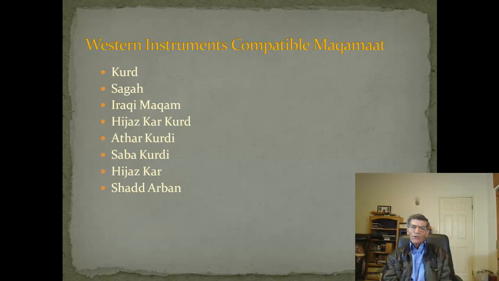We have another group of maqamat. These are maqamat that you could play on Western instruments or fretted instruments such as guitar or the piano. In other words, you could play them fairly well on all these instruments and still maintain the Eastern feel of the music. These are maqam kurd, maqam saga, or also known as saga, Iraqi maqam, Hijaz kar kurd, athar kurdi, saba kurdi, Hijaz kar, and maqam shad aban.